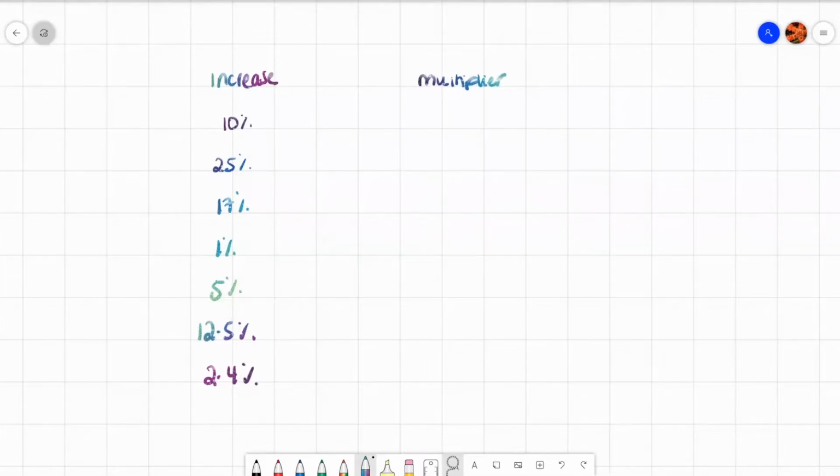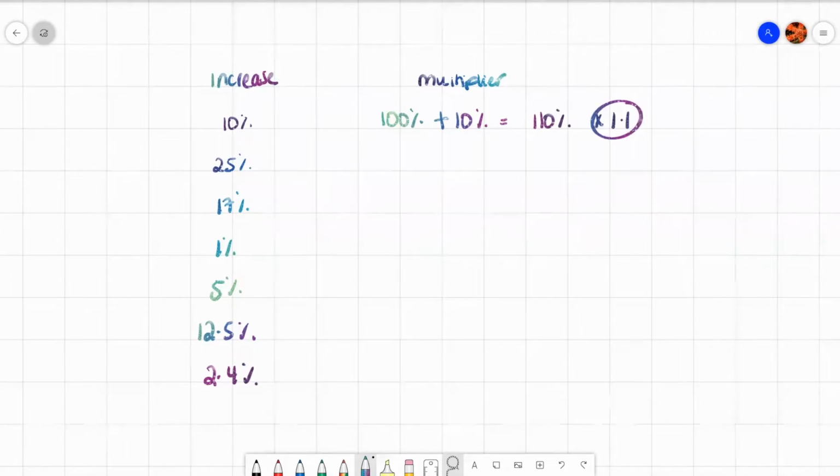Okay, what would the multiplier be if I'm making something bigger by 10%? So what would I times my number by if I'm making it bigger by 10%? Well, my original value would always be 100%. And because I'm making it bigger, I'm going to add 10% onto it, which would be 110%. And then obviously convert your percentage into a decimal, that's 1.1. So I'm going to be timesing my number by 1.1 if I want to make it bigger by 10%.